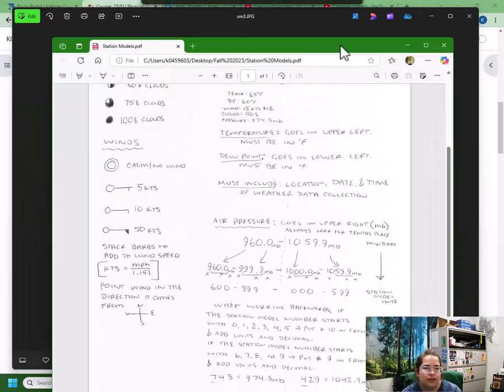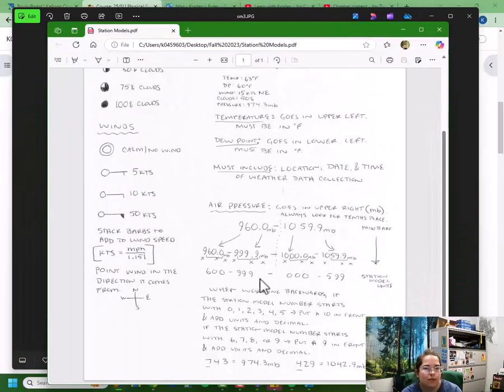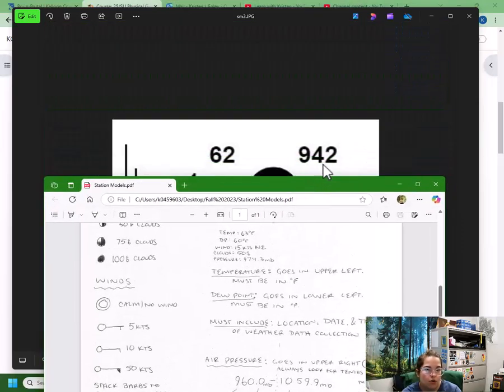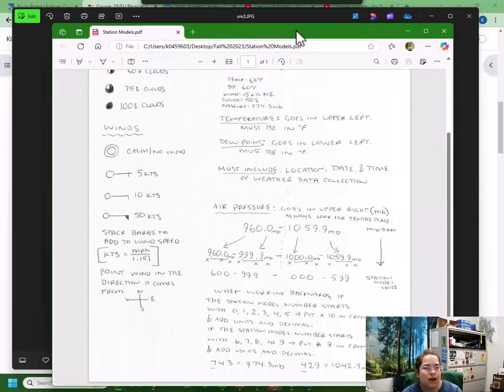So 942, as that's read, 942, falls over here. So what that would actually be in millibars is 994.2 millibars. Because what I have here, just as I said before, is the tens place, the ones place, and the tenths place. So that should help you figure out what's going on here.